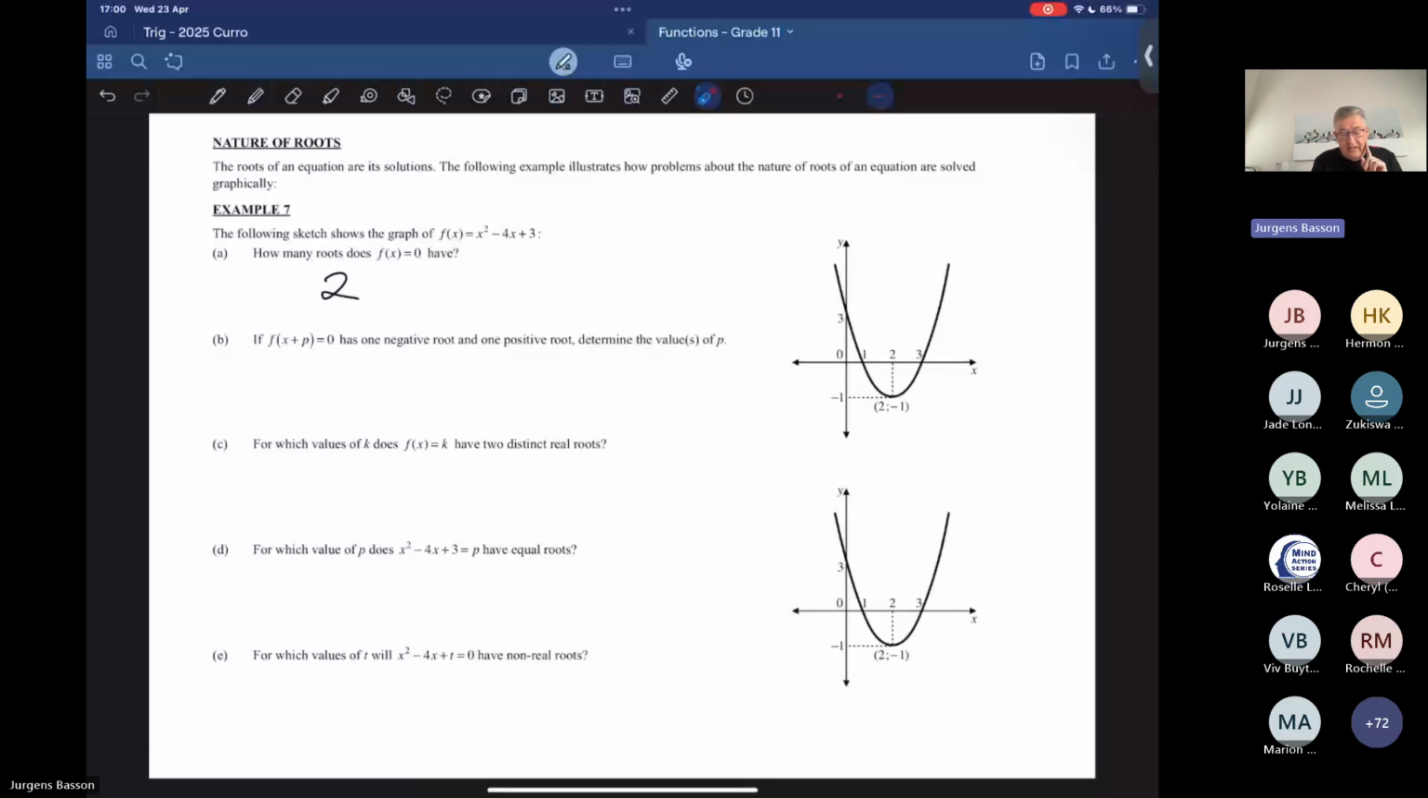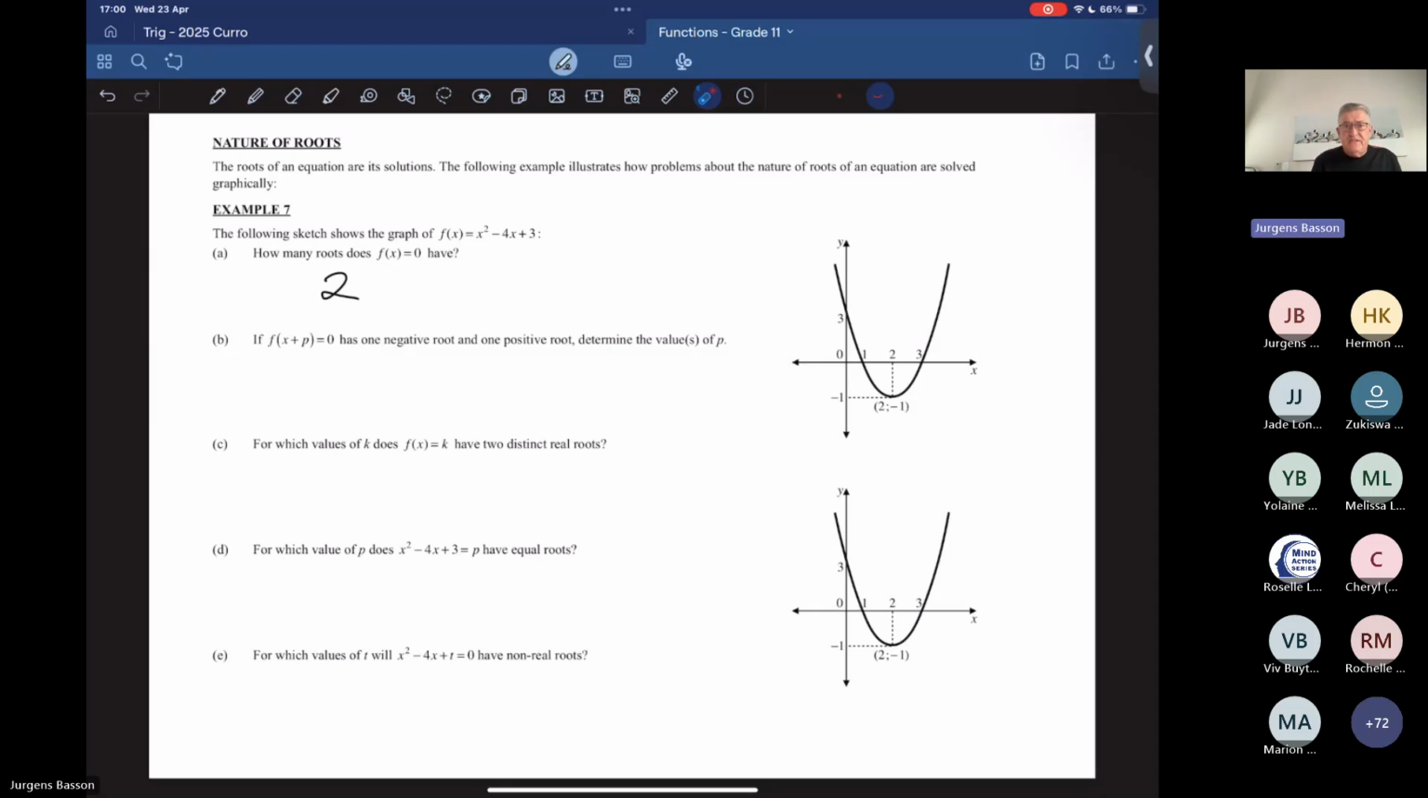Now, if we shift exactly 1 unit to the left, then this 1 is at 0, and that 3 will be at 2. So it will be 0 and 2. You will agree it is not 1 negative and 1 positive. 1 is 0 and 1 is positive. So you agree we must shift it more than 1.